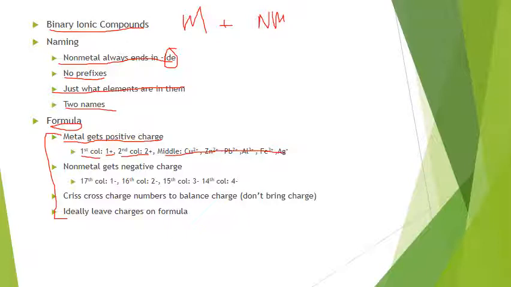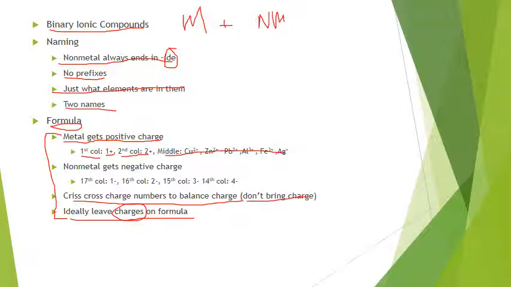We'll go over how to do this, but a quick way to figure out the subscript to balance the charges is to crisscross the charges. To crisscross the numbers associated with charges. Don't bring the actual charge down. And ideally, I would like you to leave the charges on the formula. It's a little bit difficult being able to do it with the word processor and things like that. So we'll try to figure that out.